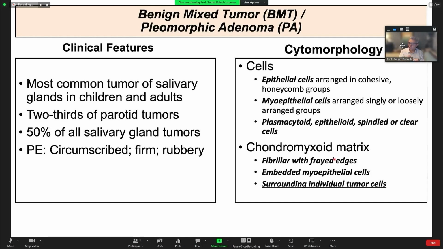So I talked about the metaplasia. This is also one of the common tumors that can have metaplasias in it, and that can really make the diagnosis a little bit difficult. The matrix is very important in these tumors because it has frayed edges and it individually surrounds each cell. So let's look at the illustrations for this.